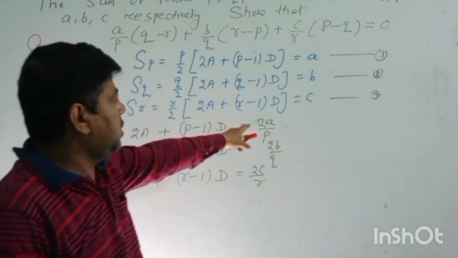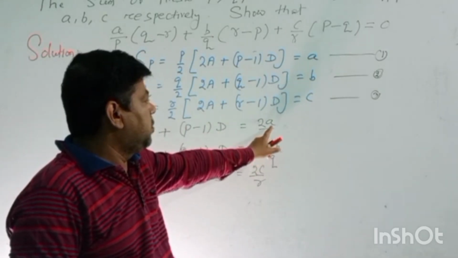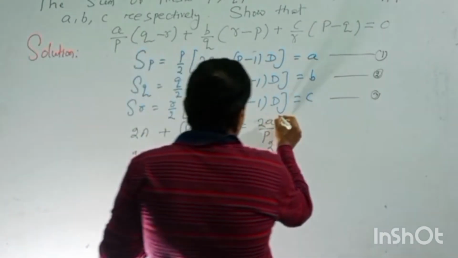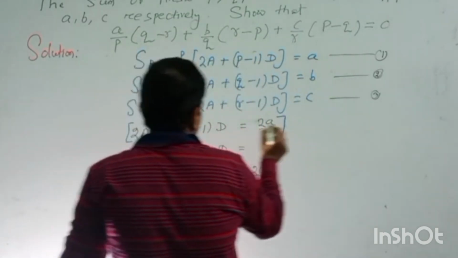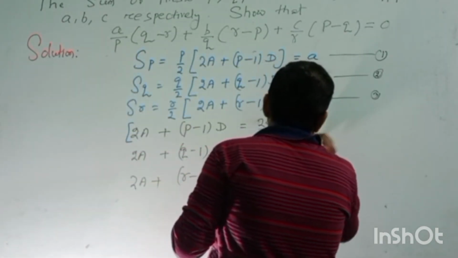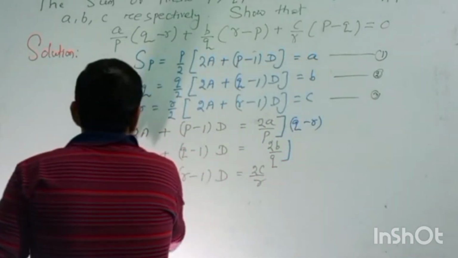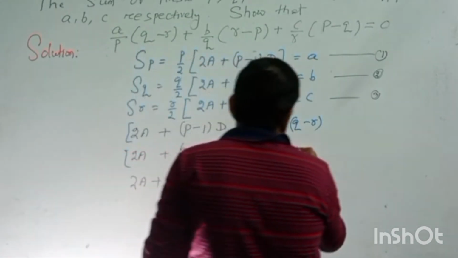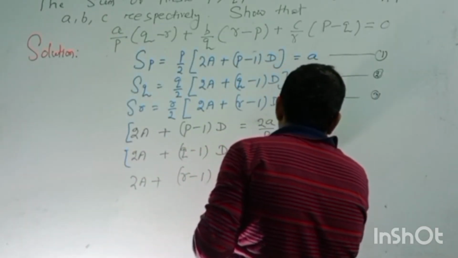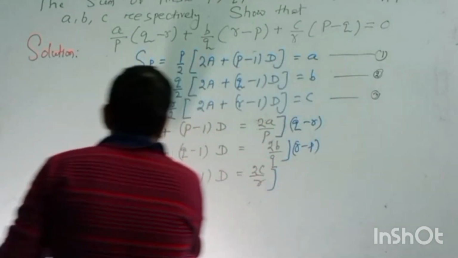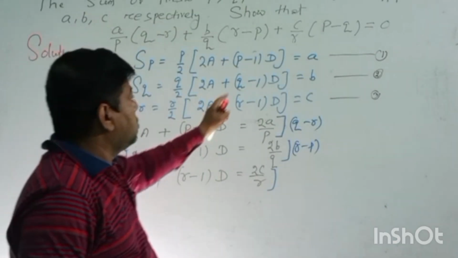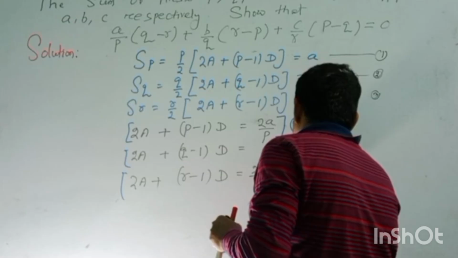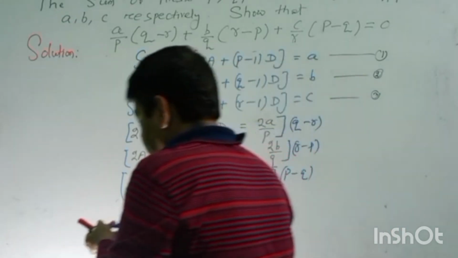Here you see A by P, 2A by P. So A by P is one factor, another factor is Q minus R. We multiply Q minus R on both sides. Understand? Similarly, the factor is B by Q into R minus P. So here is B by Q, and we multiply R minus P on both sides. And C by R into P minus Q, so we multiply P minus Q on both sides. Is it clear?